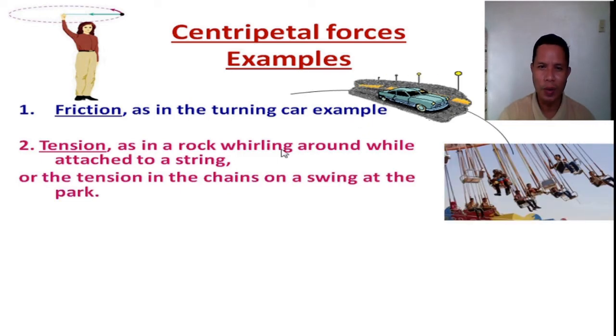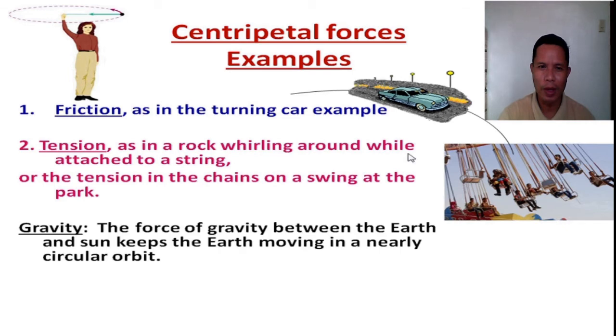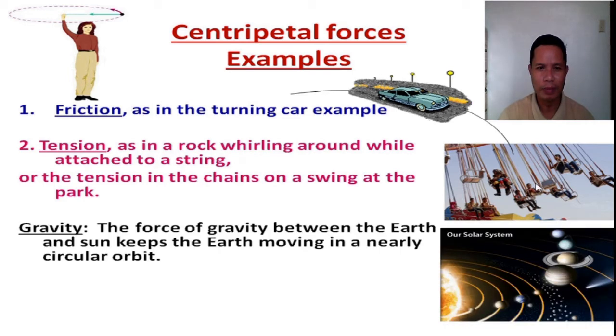Tension, as in a rock whirling around while attached to a string, or the tension in the chains on the swing at the park. Or the rides in carnivals, right? We have gravity. The force of gravity between the Earth and Sun keeps the Earth moving in a nearly circular orbit.